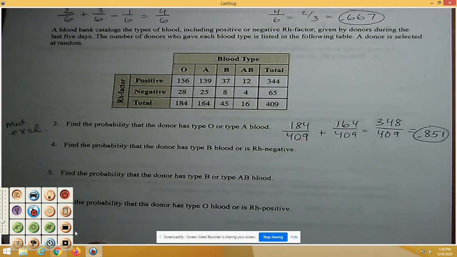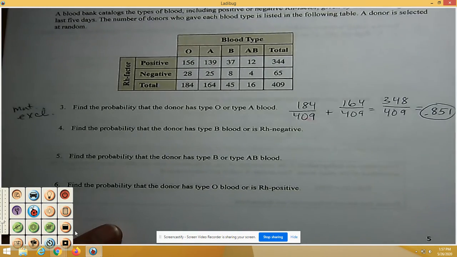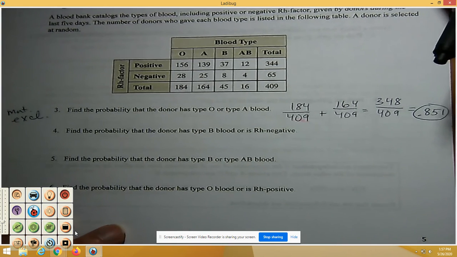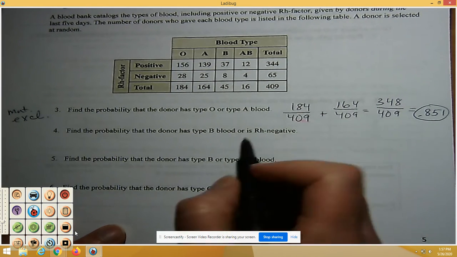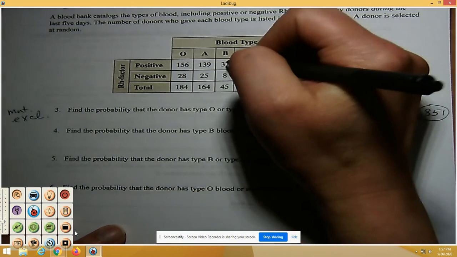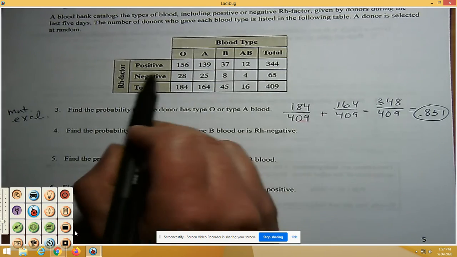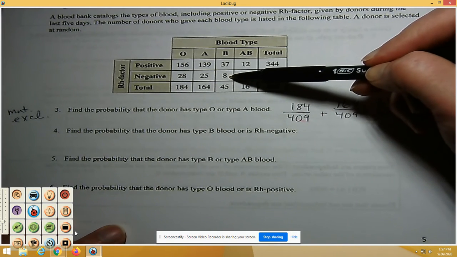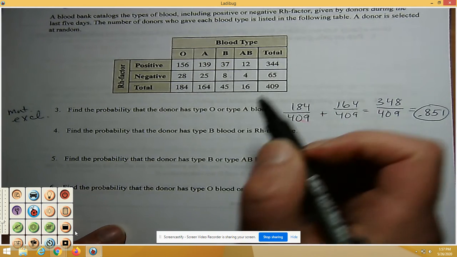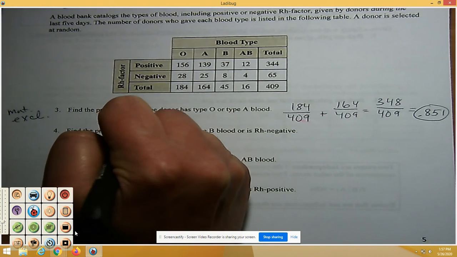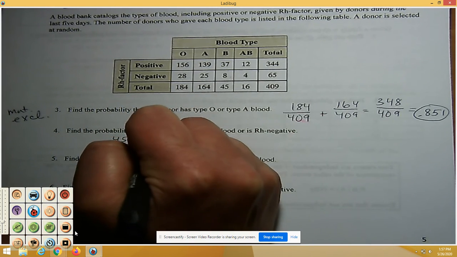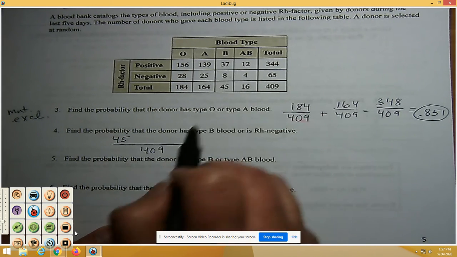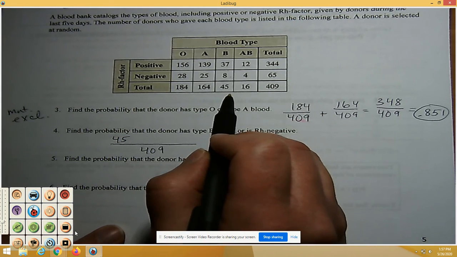Number 4 says, let me show you that. Number 4 says, find the probability that the donor has type B blood or is Rh negative. So now there will be an overlap. So here is type B, and then here's the Rh negative. So if you look at the table, we don't want to double count the 8. So what they're going to do is we're going to do 45. And now that we know that we're adding and subtracting, I would just keep your denominator and then just put it all together kind of at once.